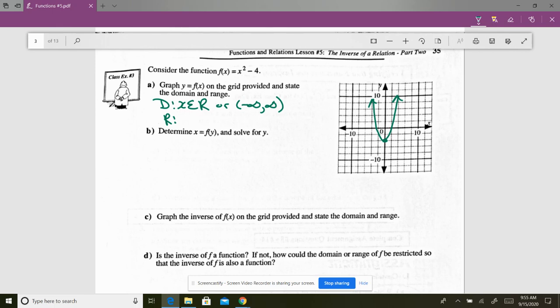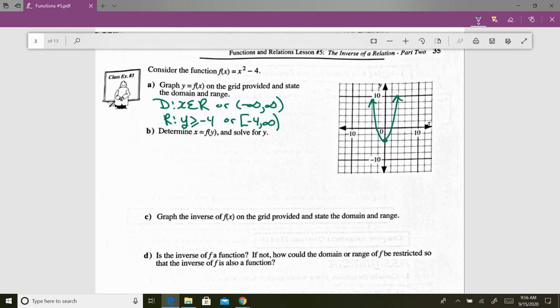What is the range? What is the lowest y value here? -4, and then it just goes up, right? So you can say y is greater than or equal to -4, or if you're going to do interval notation, -4 to infinity. Square bracket because it includes the number.